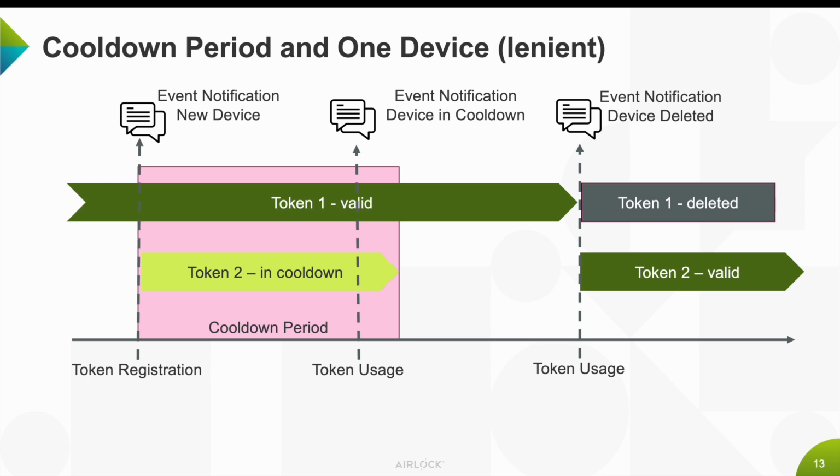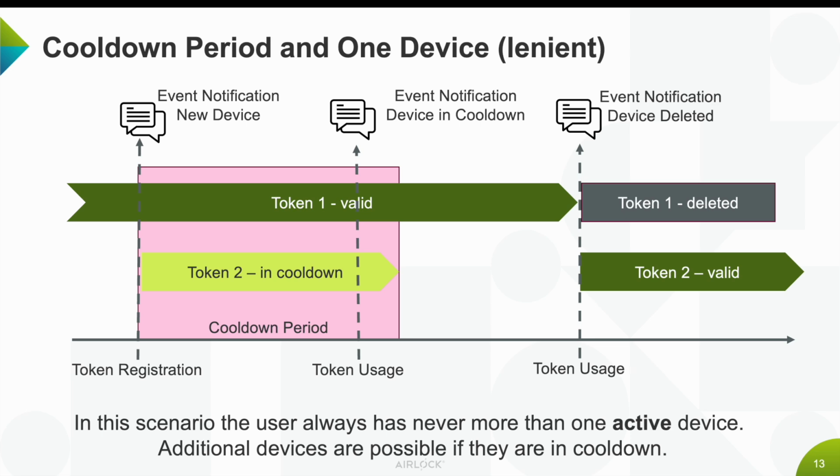This will delete token number 1, and an event notification about the device deletion will be sent. Token 2 is now fully valid, and it can be used by the end user to do whatever actions he needs to take. So in this scenario, the user never has more than one active device. Additional devices are possible, however, if they are in cooldown. So actually, we see here he has 2 devices, but since one is in cooldown, it's okay. That's one use case scenario.